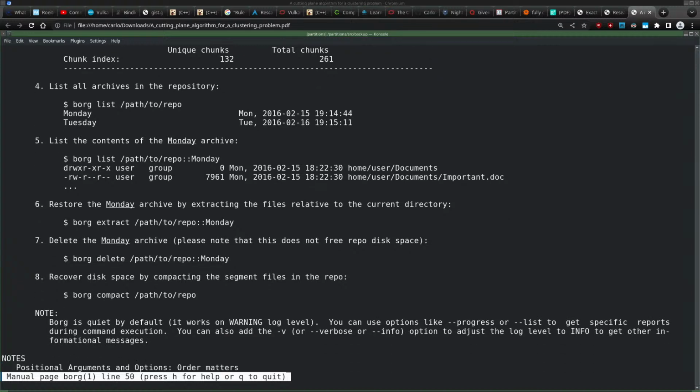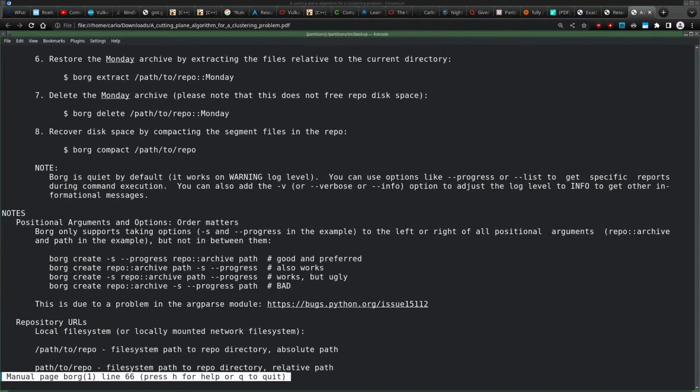Yeah, restore the Monday archive by extracting the files relative to the current directory. That's what I want. So we'd have to do extract and then a path to the repo, but I think that's automatic. And then Monday. So we have Monday listed. It's maybe a bit too much, the whole home directory.